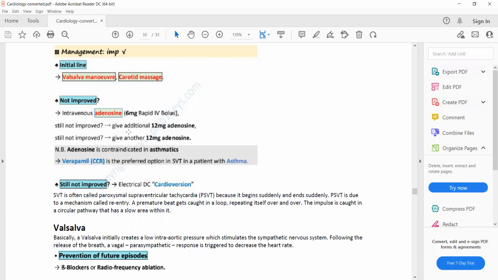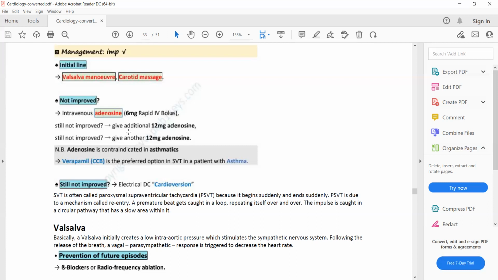So initially, Valsalva maneuver or carotid massage. If no improvement, then adenosine, in three doses: 6 mg, 12 mg, and 12 mg. And if still no improvement, even after giving adenosine, then we will go for DC cardioversion. DC cardioversion is the last option for the treatment of paroxysmal supraventricular tachycardia. So this is the emergency treatment of paroxysmal supraventricular tachycardia.